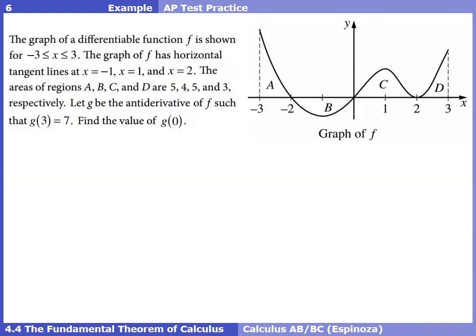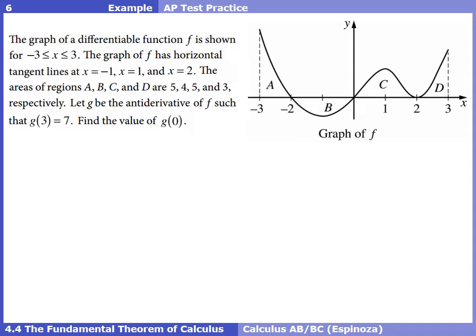Okay, in this AP test practice problem, which is a free response problem, we're going to use the fundamental theorem of calculus in a little bit different manner than we have in the previous examples. So we have a graph here of a differentiable function f from negative 3 to 3. Our graph f has horizontal tangents at negative 1, 1, and 2. The area of regions A, B, C, and D is 5, 4, 5, and 3, respectively.